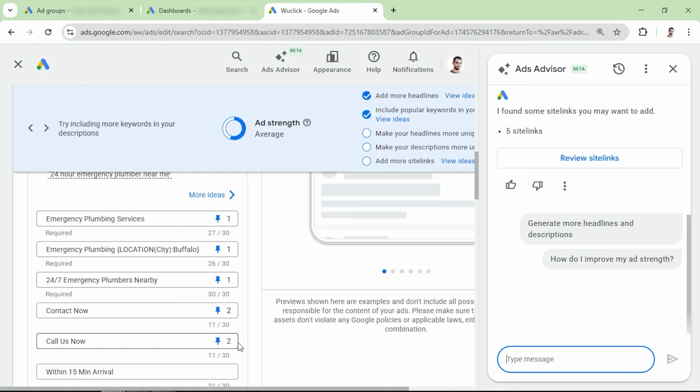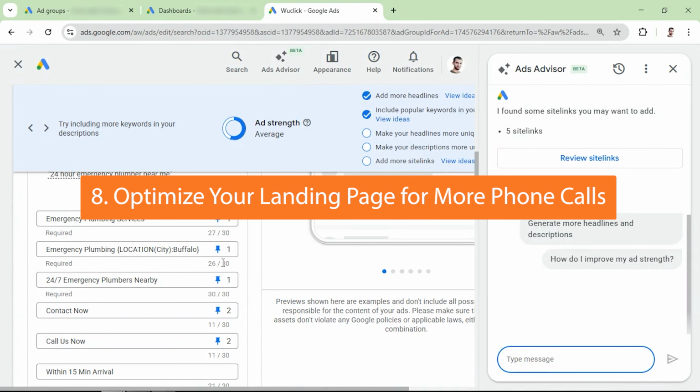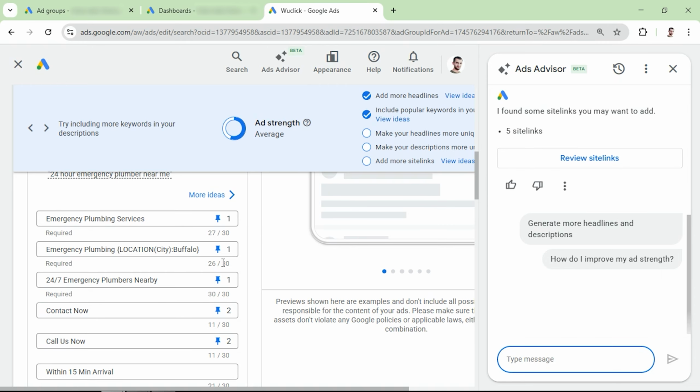So here I've pinned the headlines, but you don't have to pin the headlines, and Google Ads can mix and match the headlines and descriptions that can have a higher click-through rate. And that's how you can create your ad copies to generate more phone calls. And another way would be creating landing pages that can help you generate more and more phone calls, or to create a call focused landing page.